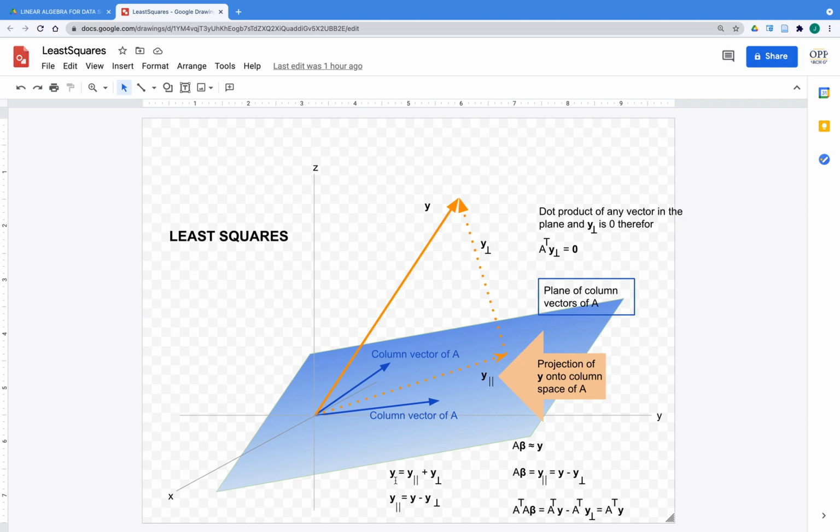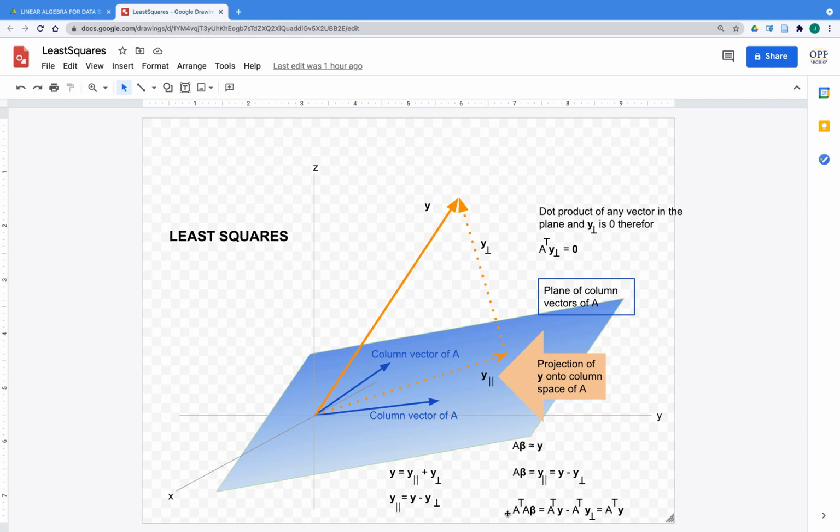So let's look at the bottom here. Remember y, I can deconstruct it as y parallel plus y perpendicular. And if I just isolate y parallel, that's y minus y perpendicular. And remember we said we have this approximation, A times beta is approximately equal to y. I can now make it an equal symbol because I'm just solving for y parallel here. And we see y parallel is in the plane. In other words, there is going to be a linear combination of these two column vectors in A that will give me y parallel. But I'm rewriting y parallel as y minus y perpendicular. Now look what happens, and this is the beauty of this geometric interpretation of least squares.